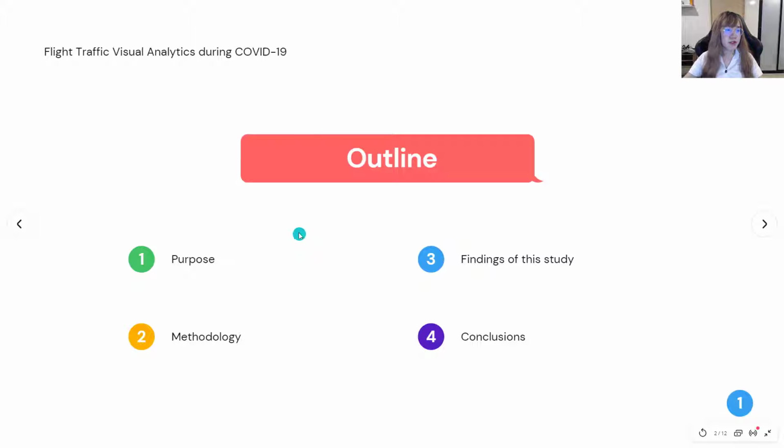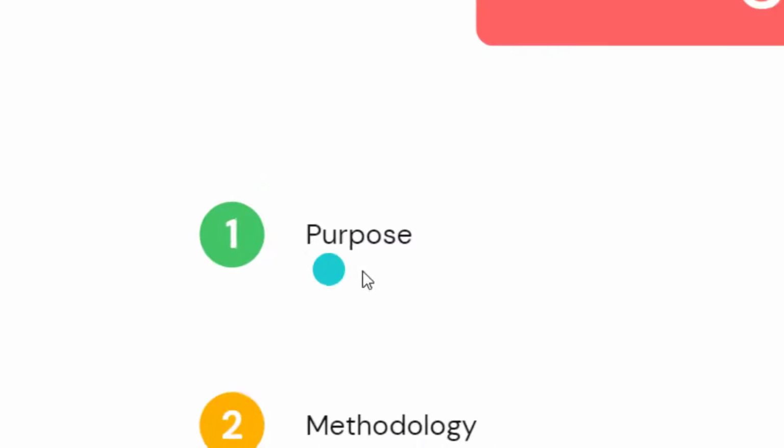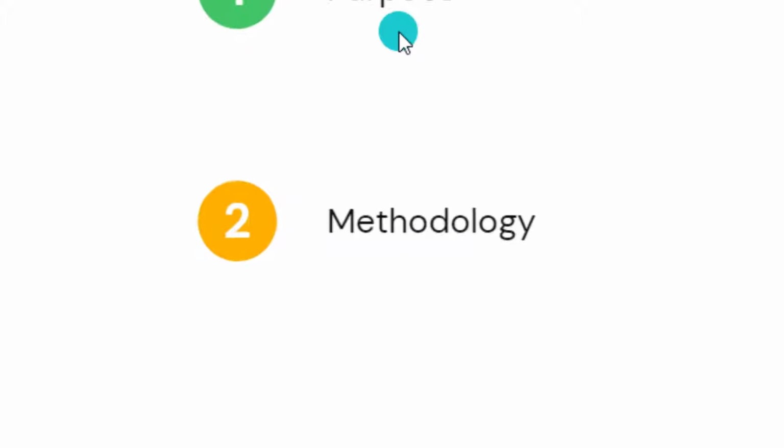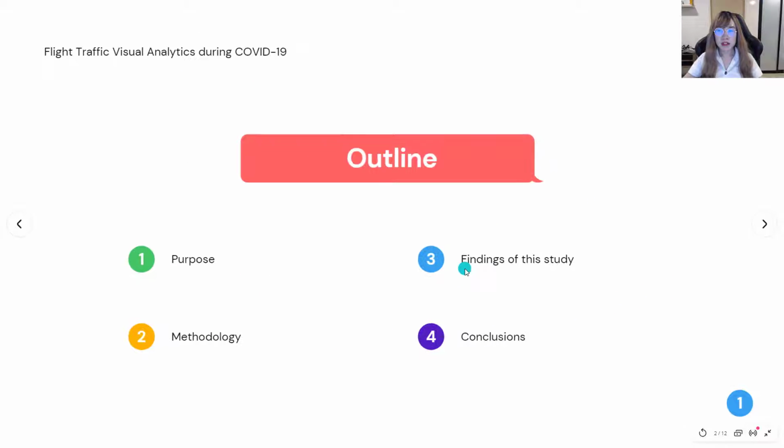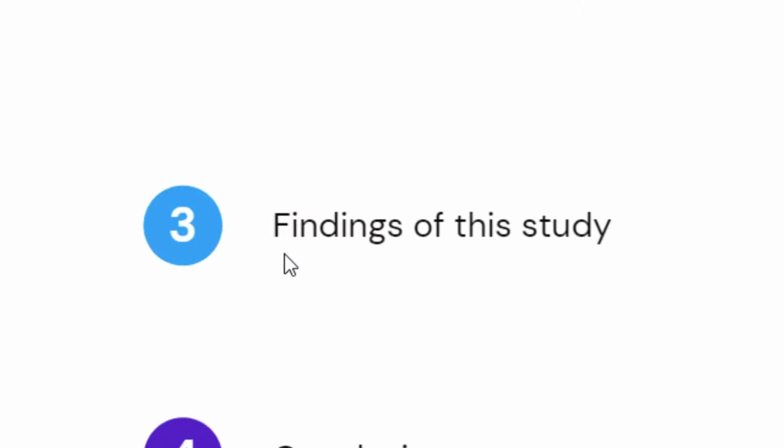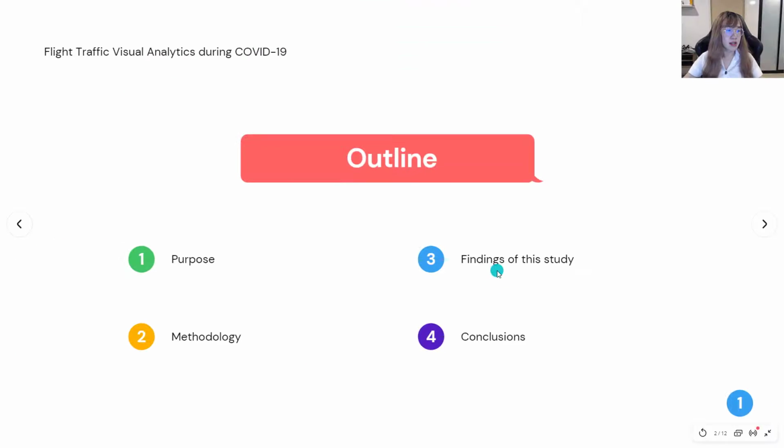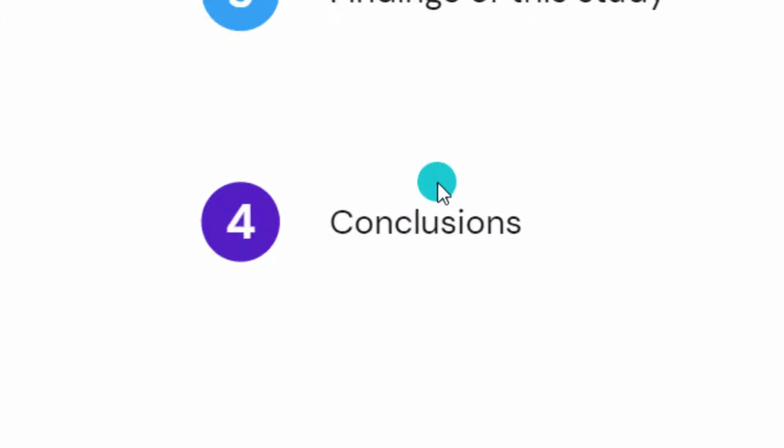Let's get started with my presentation outline. First, the purpose of this study. I will tell you about what I want to do and am going to do in this study. Second, the methodology is about the methods that I use in this study, such as collecting data and querying the data. Third is the finding of this study, where I will use Thailand as a use case for flight traffic analysis. And I will end with the conclusion.